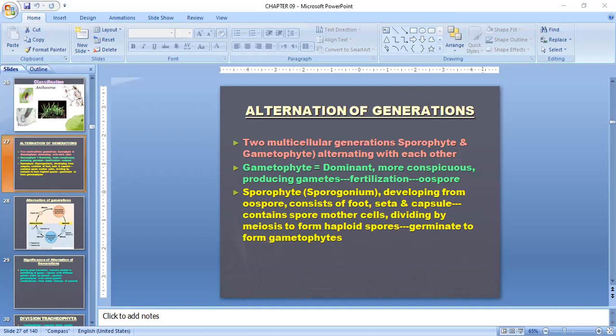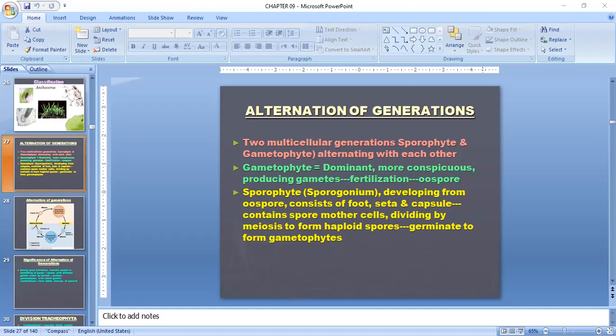We are talking about alternation of generation in bryophytes. It contains the spore mother cells or the sporocytes, and these sporocytes divide by meiosis to form the haploid spores, and then they germinate to form the gametophytes. This is a general plan of the alternation of generation.